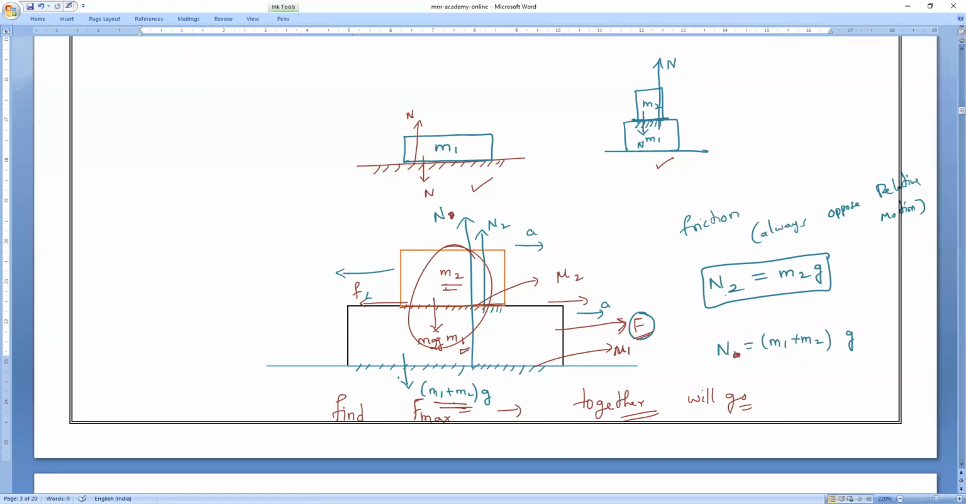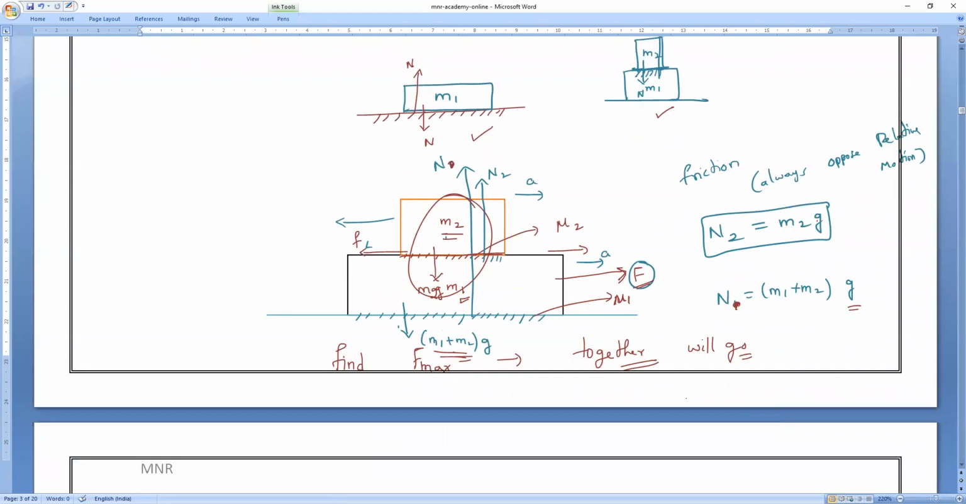So let me take this one as N1 and this one as N2. Your choice, you can consider. So N2 is equal to M2G and N1 is equal to (M1 plus M2) into G. Is it okay, guys? All of you?